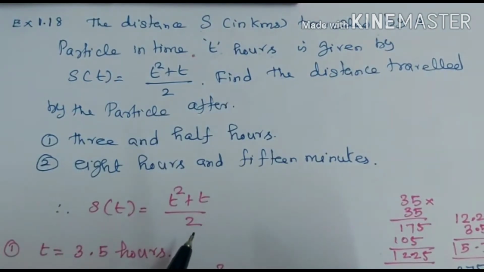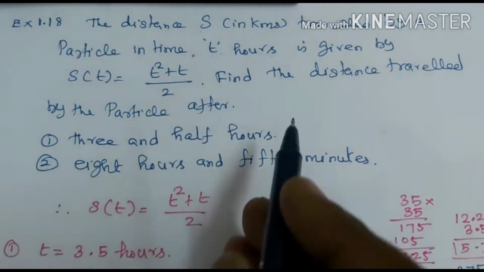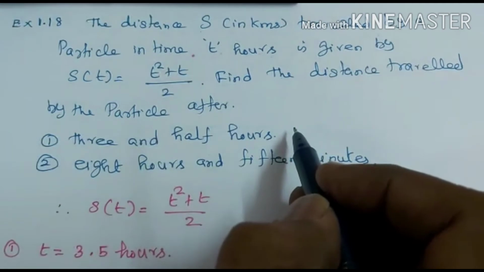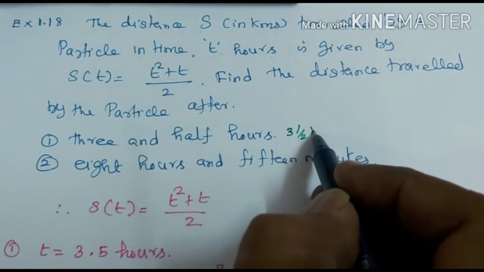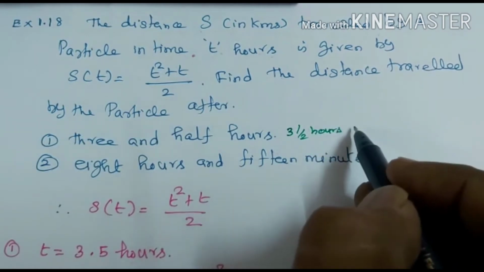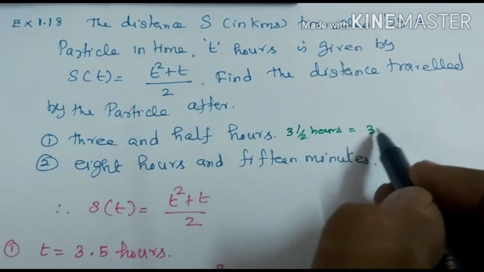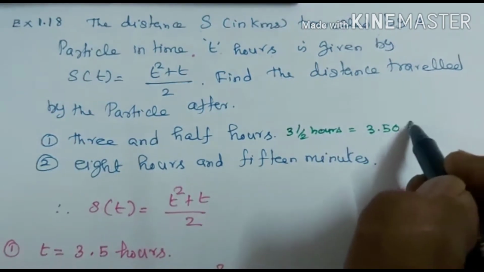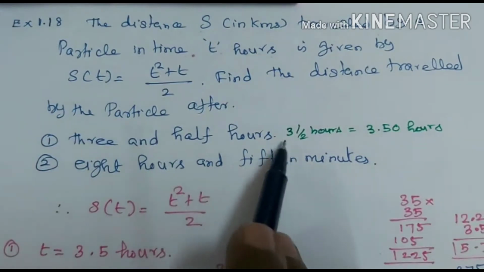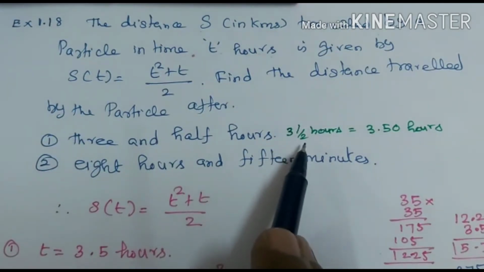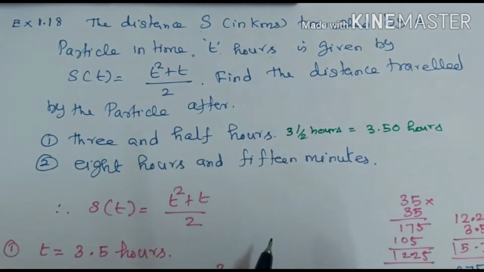What do you mean by 3.5 hours? 3.5 hours means 3 and 1 by 2 hours. So mathematically, 3.50 hours. Okay, understand? 3.5 hours means 3.5 hours. Half hour means 0.50 hours mathematically.